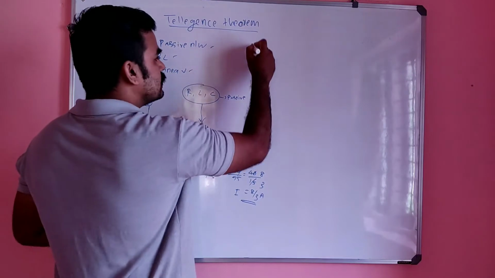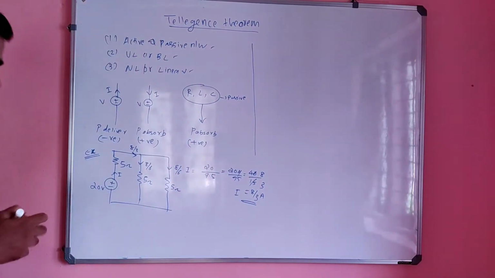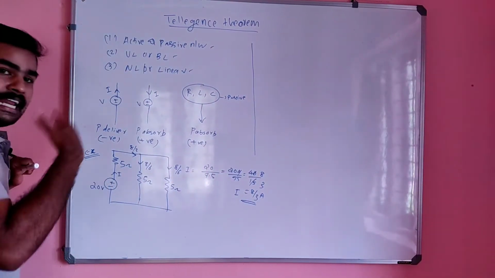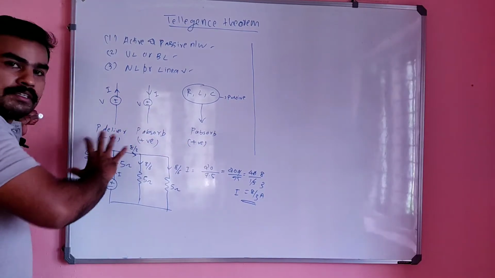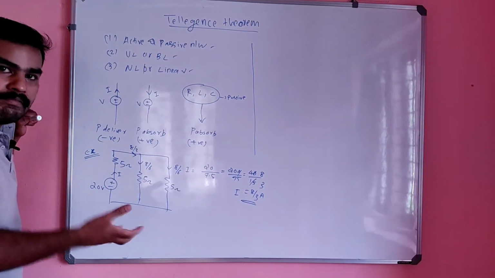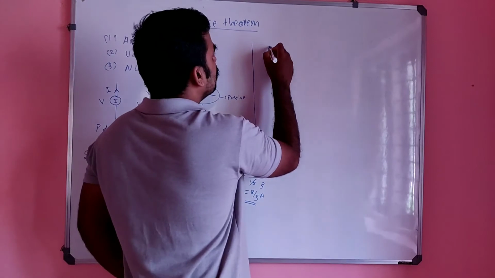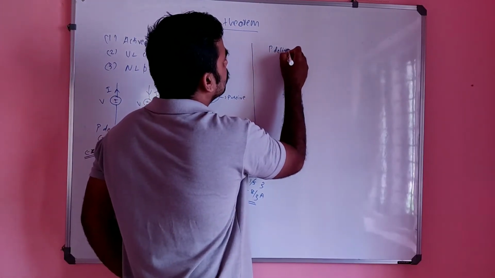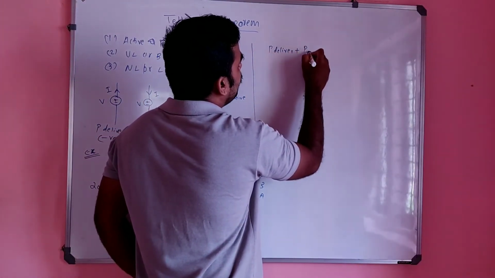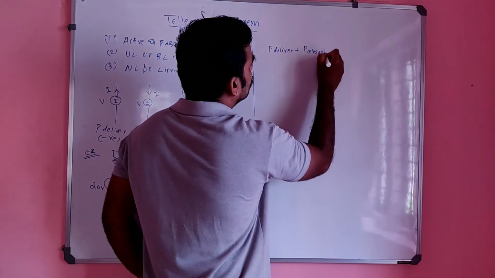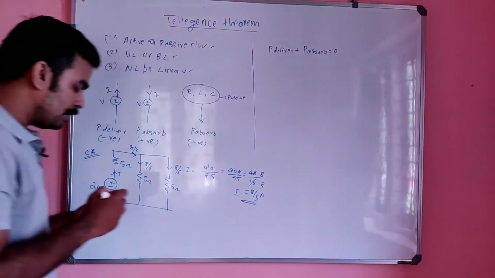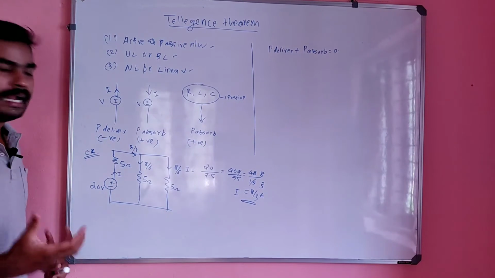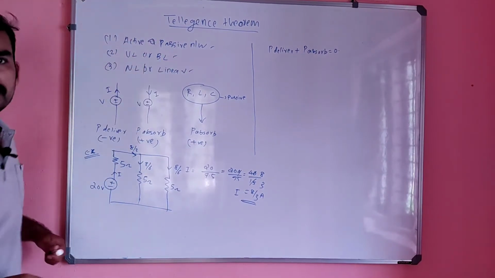Okay, listen. The algebraic sum of the total power will be equal to 0. That means P deliver plus P absorb equals 0. That is the meaning of algebraic sum: P deliver plus P absorb equal to 0.